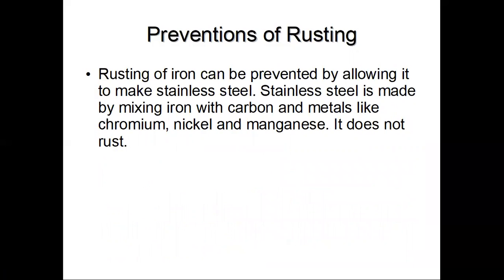Rusting of iron can be prevented by making it into stainless steel. Stainless steel is made by mixing iron with carbon and metals like chromium, nickel, and manganese. It does not rust.